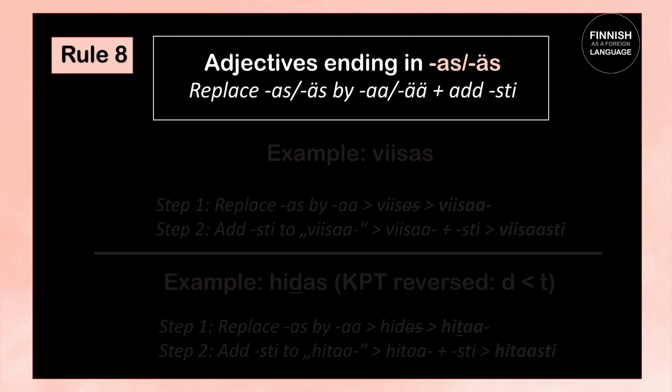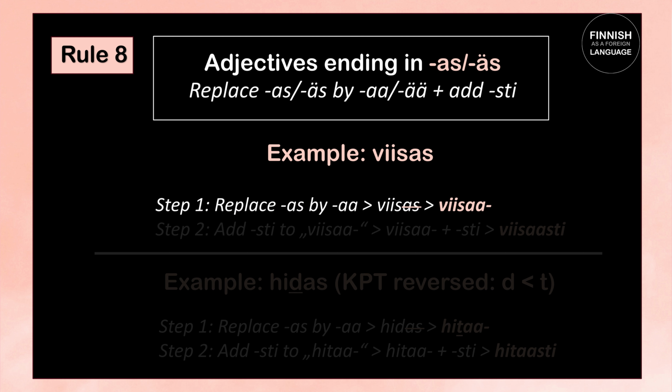We carry on with rule number 8. Adjectives ending in as or äs. Here we have to replace as or äs by a double a or a double ä, and then we add, as always, the suffix "ti". Here is one example, visas. In the first step, we replace as by a double a, so that means visas changes to visaa with a double a, and in the second step we add sti to it, so that means we have visaa plus sti and we receive the adverb visaasti, meaning wisely.